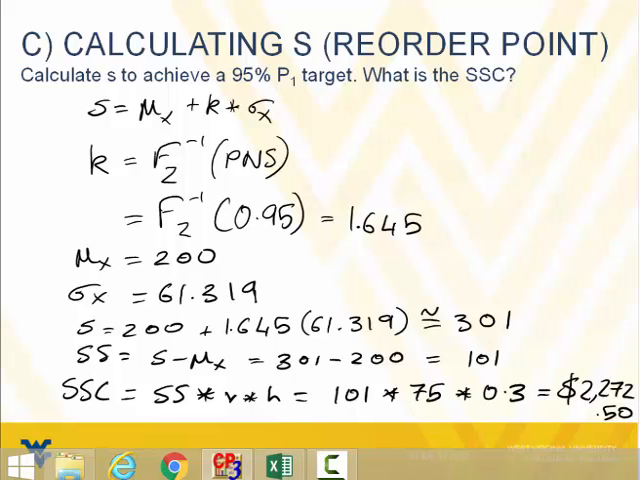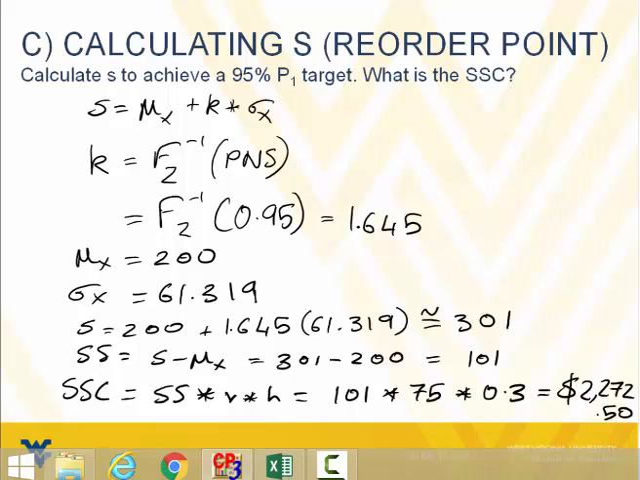Any questions about this? So when they get 301 units, that's when they enter the reorder. Yes. So when the inventory position either reaches 301 or passes 301, then you want to place an order. So that's the trigger point. Okay? Is that clear? Okay.